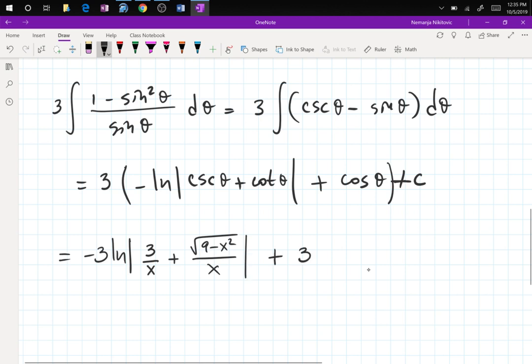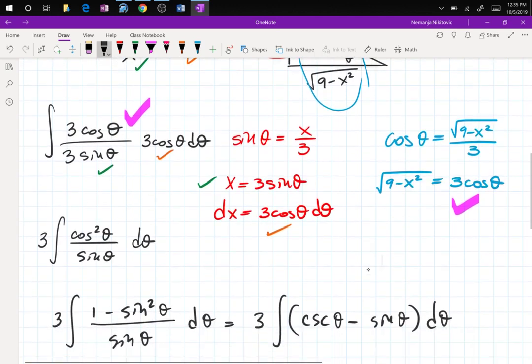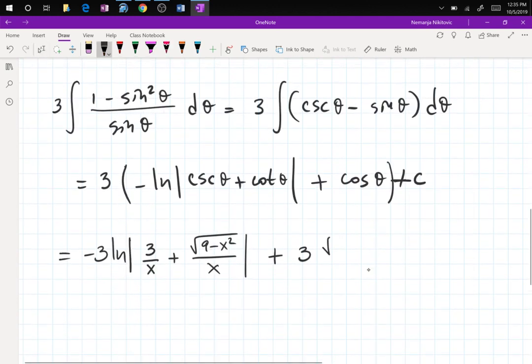What's cosine? Well, cosine was given to us. Square root over 3. And then we have plus c. And then these 3's will cancel. And we're done.